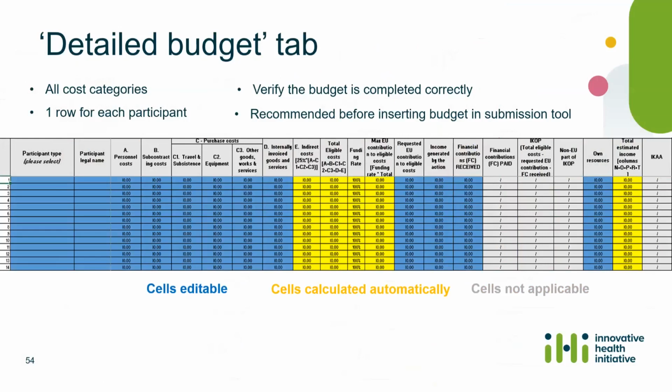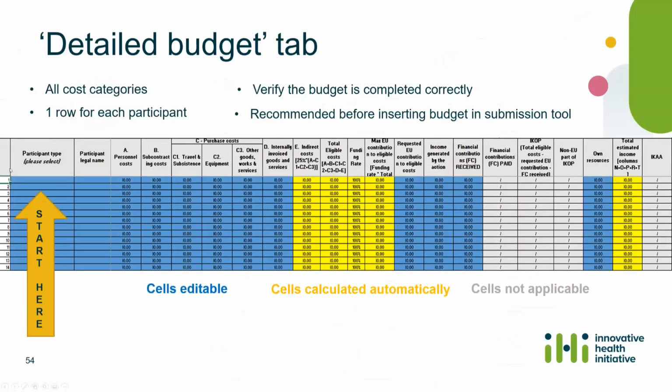So we really recommend you to use that tool, and specifically that detailed budget tab, before you insert your budget in the submission tool, just to make sure that you don't have any mistakes in your budget table that could potentially influence the calculation of the 45%.